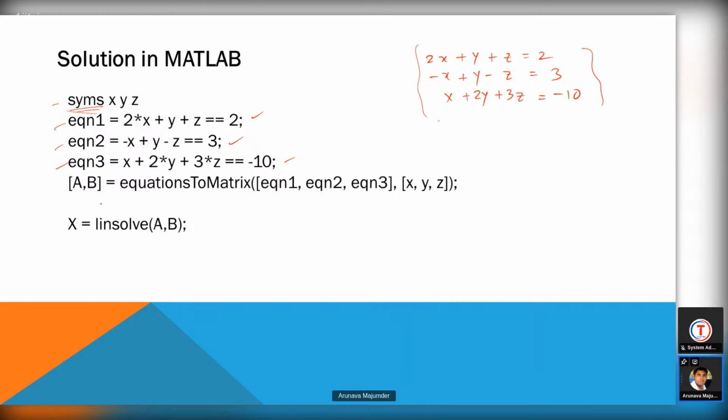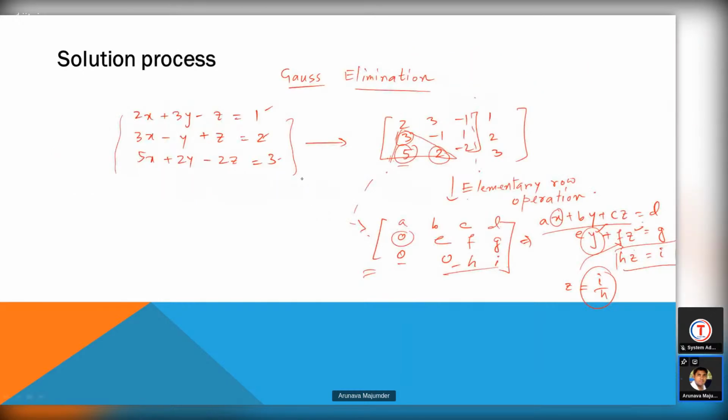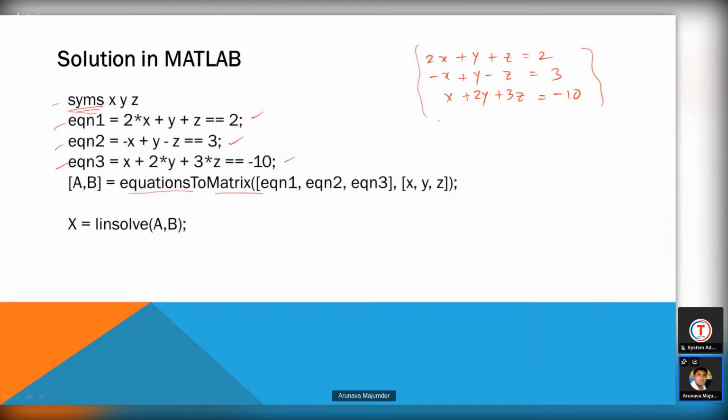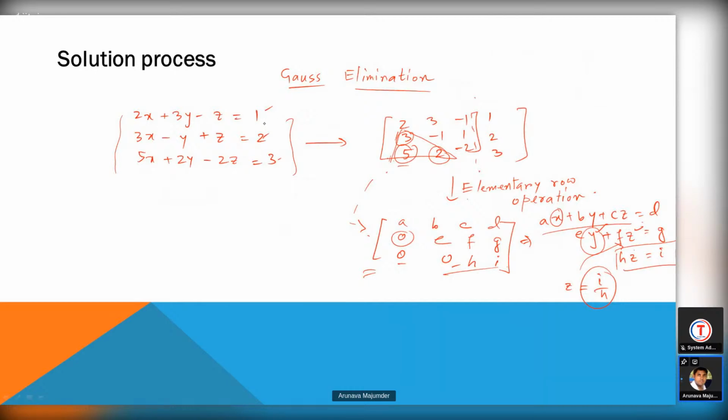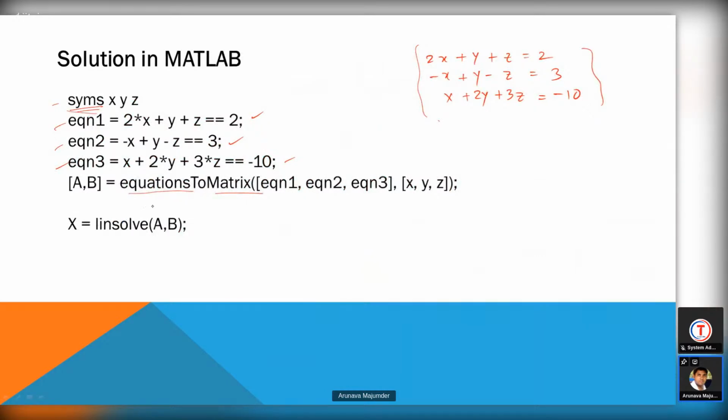Okay, after that, equationsToMatrix. That is, just in the previous slide you can see the system of linear equations can be transformed into matrix like this. So exactly in the same way, in MATLAB we use this command equationsToMatrix, within brackets equation 1, equation 2, equation 3, and x, y, z. And easily it will convert these three equations to the matrix form.